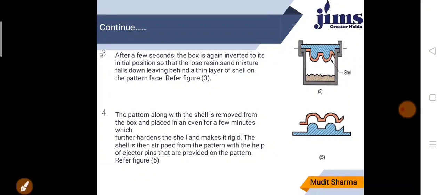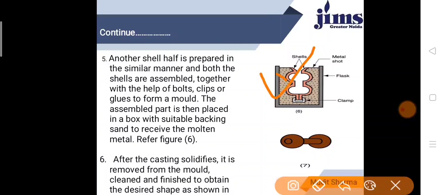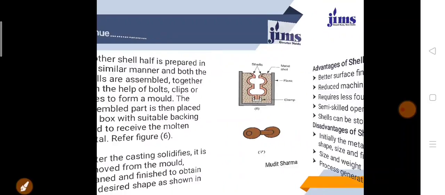Now the next step is that the shell mold with pattern is then heated in an oven at about 300 degrees centigrade for 15 to 60 seconds for a curing time. Now the pattern is ejected. You can see the pattern is ejected by means of ejector pins mounted on the pattern. The shell thus formed constitutes one half of the mold. The second half is also prepared in a similar way. Okay, so why this process? We can create shells like a hollow cavity, or we create our part. I hope you will understand.